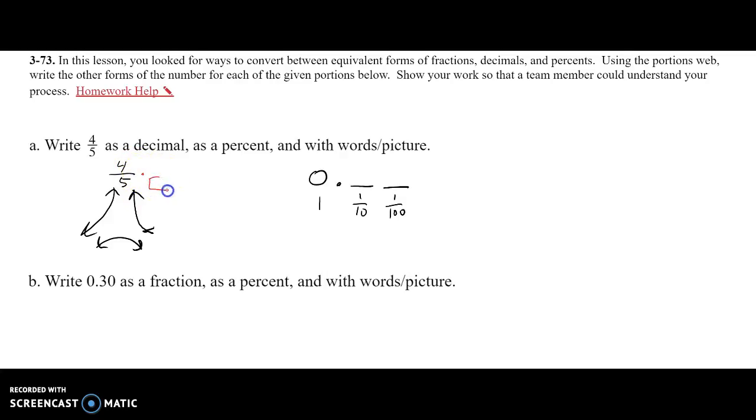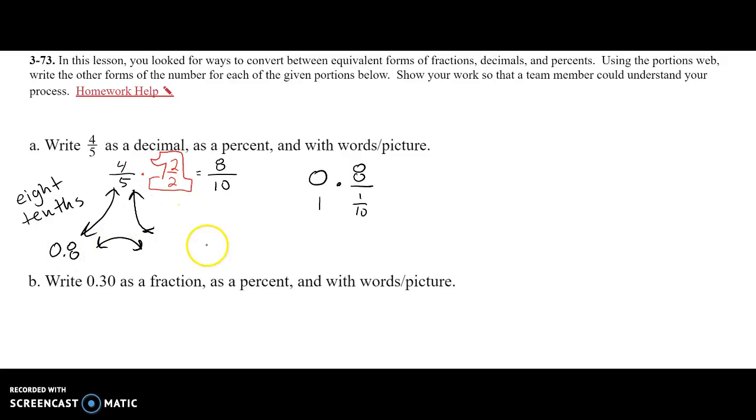Good thing for us, we can use our friend the giant 1 to find an equivalent fraction, the multiplicative identity here. So 5 times 2 will get me tenths. And 4 times 2 will get me 8. So we found an equivalent fraction. 4/5 is equivalent to 8/10. Now if I have 8/10, I can use my decimal conversions here. I have 8/10. And writing that out, that would be 0.8.